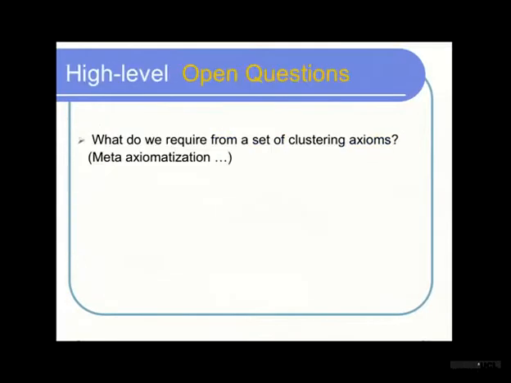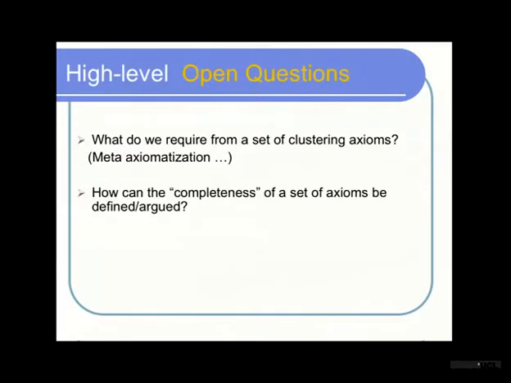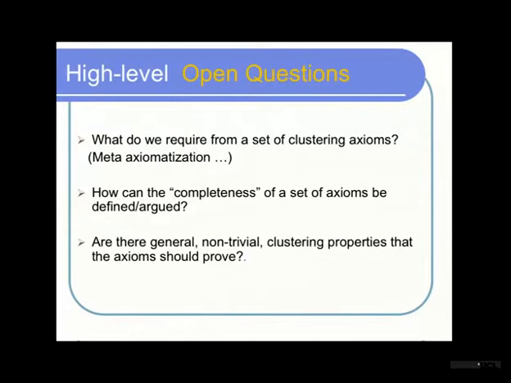And so, what should we require from a set of clustering axioms, how can we define completeness of such axioms, and even more importantly, if you come up with clustering axioms, are there any non-trivial properties that the axioms could prove? If I have axioms of group theory, first of all, it's clear that all the groups satisfy the axioms of group theory. But the main advantage of having axioms of group theory is that I could prove some properties of groups just based on the axioms. And it will hold for any group, no matter if it's a symmetric group, or the rationals, or whatever, right?